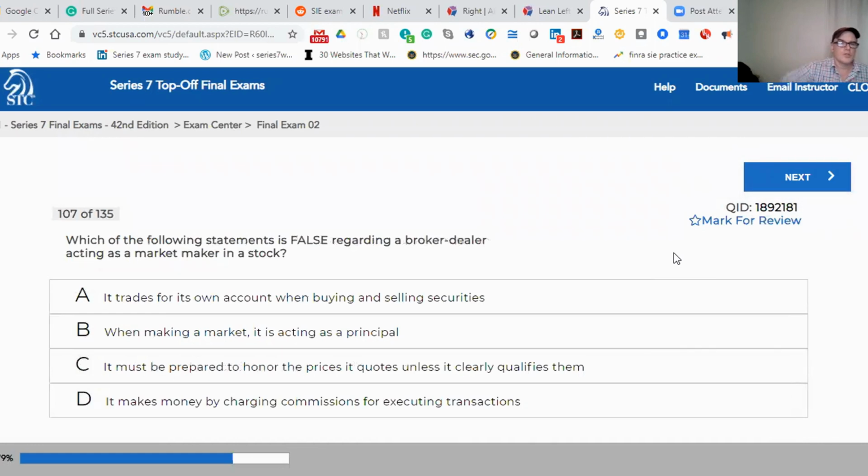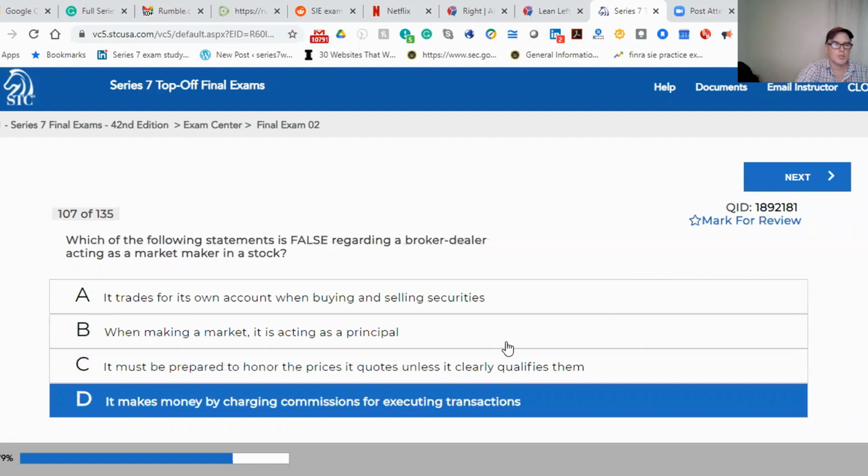Here we go. Which of the following statements is false regarding a broker-dealer acting as a market maker in a stock? Okay. So if they're a market maker, what's not true? It trades for its own account when buying and selling securities. That's a true statement. When making a market, it's a principal, yes. If it makes money by charging commissions, okay, we'll come back to it. It must be prepared to honor the prices it quotes unless it clearly qualifies them. That's true. So we're going to say D is the answer. You don't charge commission, you charge markups. You charge markups and markdowns when you're a market maker.